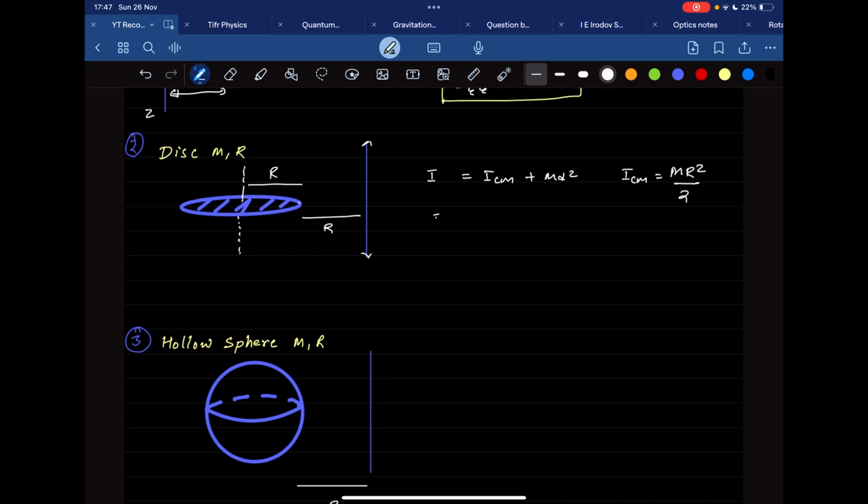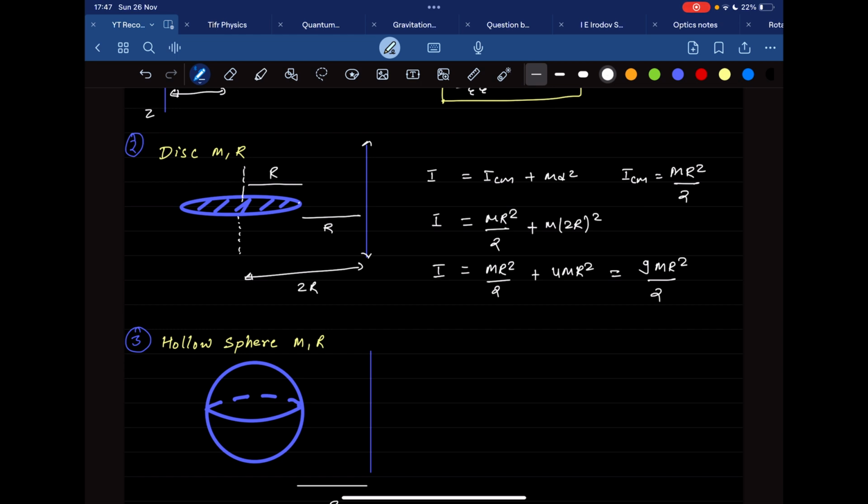So I is mr square divided by 2 plus MD square, and D is the perpendicular distance, which in this case is 2r. So that is m multiplied by 2r whole square. That would be mr square divided by 2 plus 4mr square, which is 9 mr square divided by 2. So this is the moment of inertia about this axis.